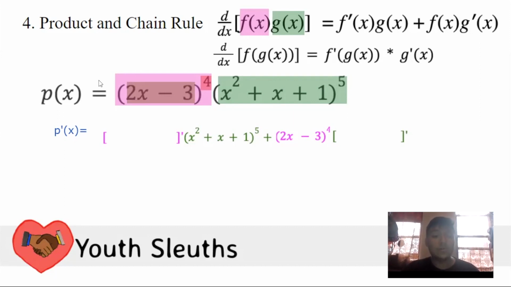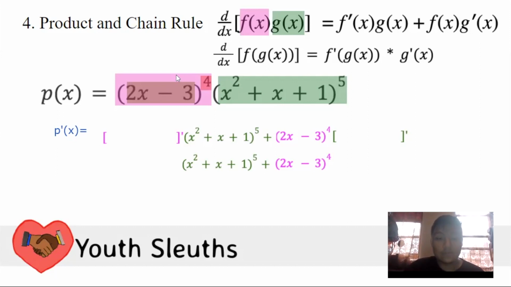So before we derive, we'd like to bring down x squared plus x plus 1 to the 5th and 2x minus 3 to the 4th. We bring these two down because we're not deriving them anymore, and we already know they're not going to change for now. So we bring them down so that we could not forget them when we solve p prime of x.